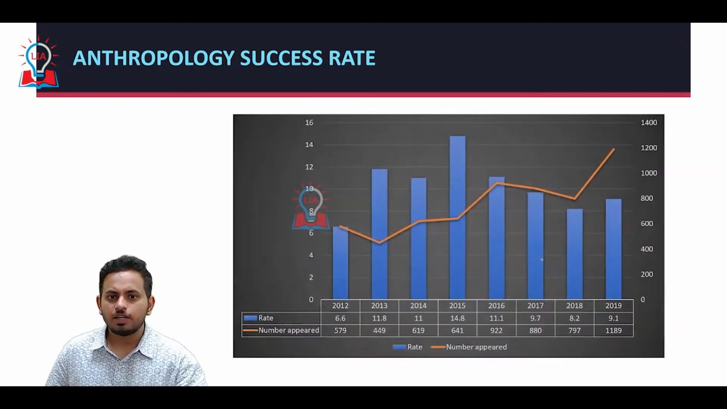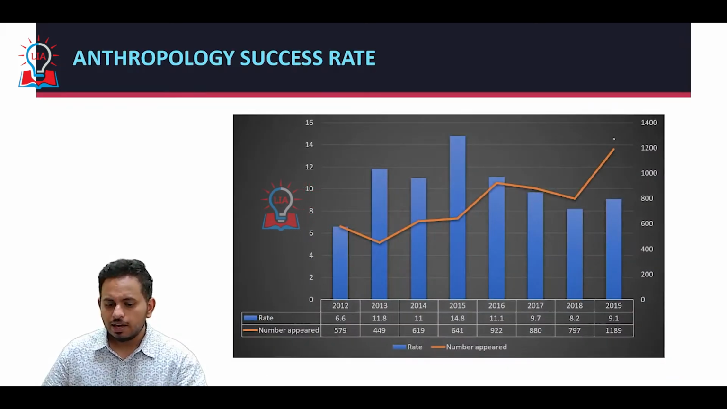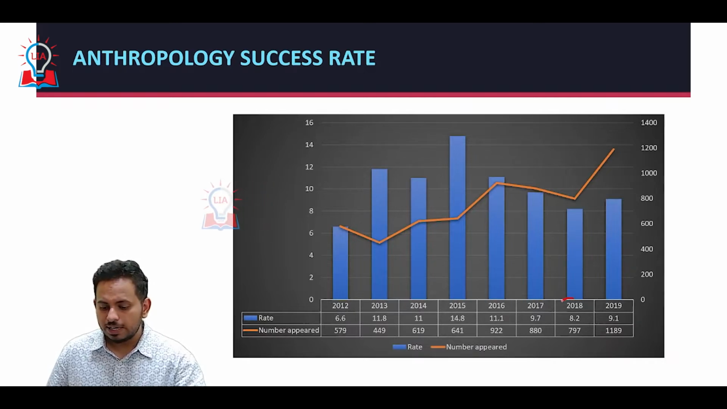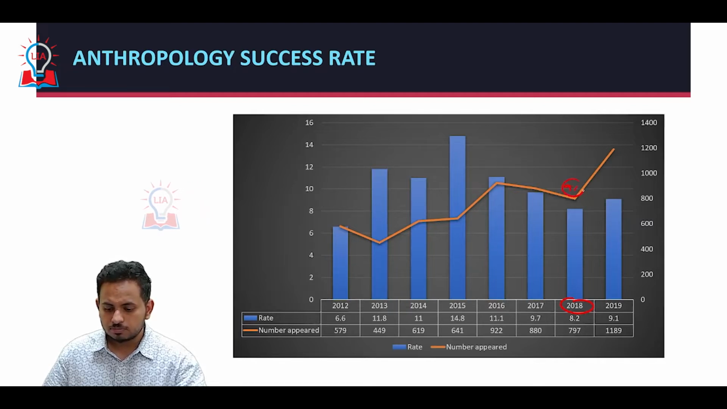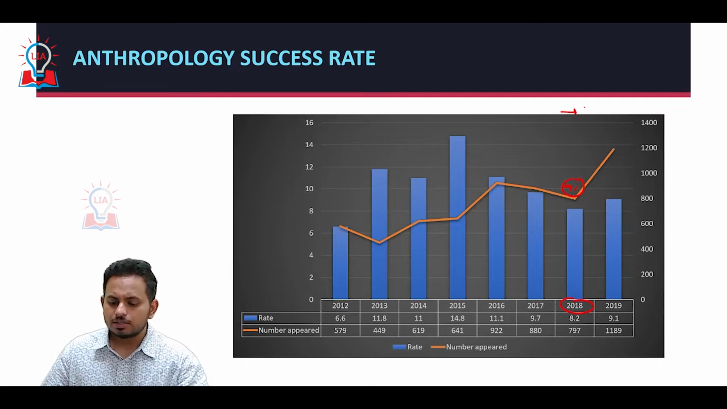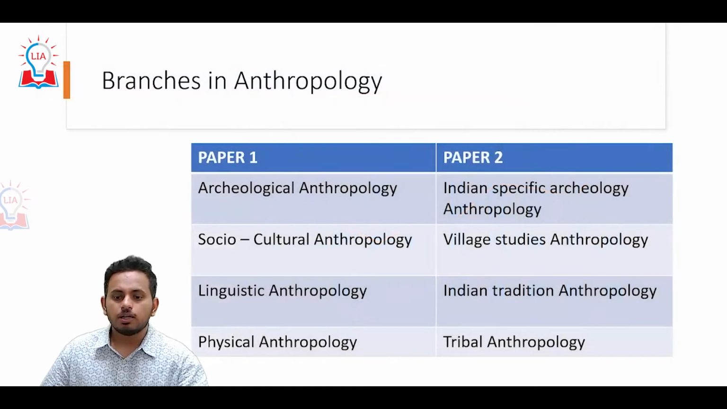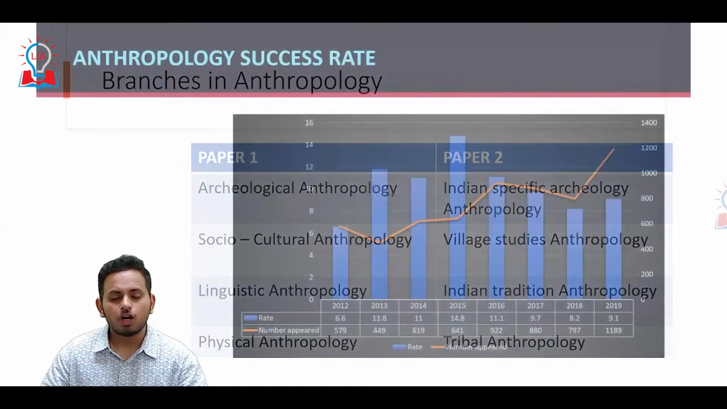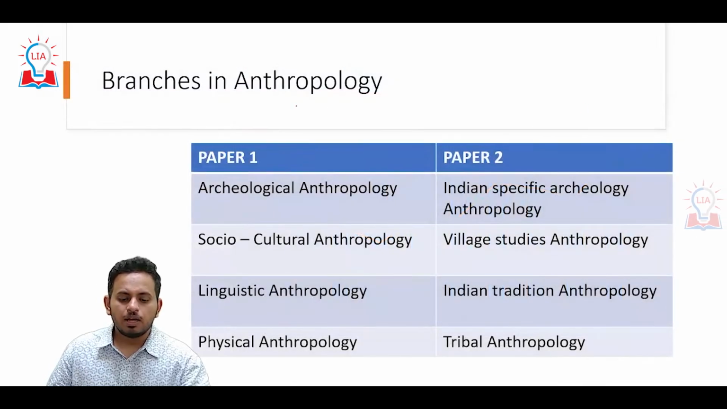Here you can see the success rate of anthropology every year. From 2018, anthropology has been producing more than 9%. For 2022 and 2023, you can consider it to be around 12%.